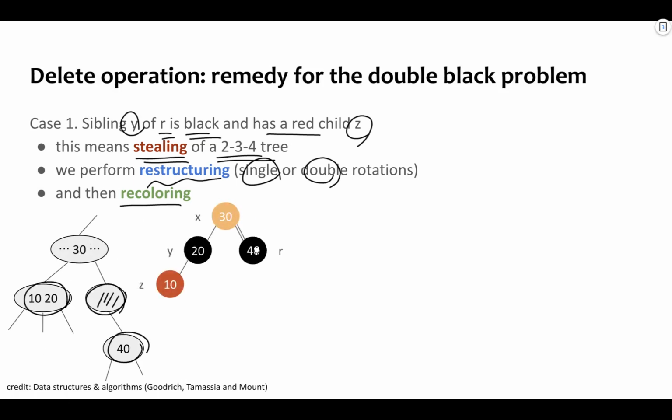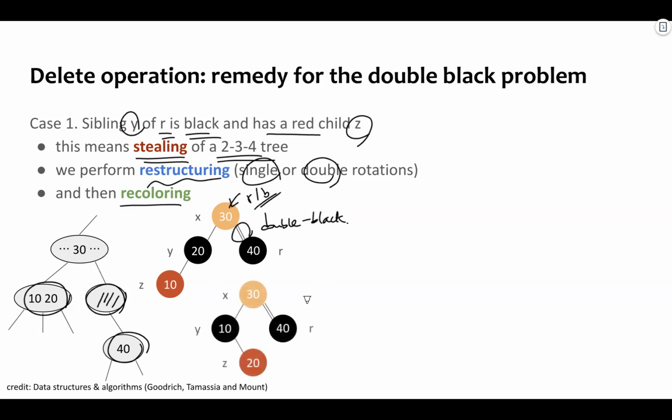And this corresponds to this situation. These two connections mean fictitious double black, and we need to resolve this double black problem. I colored this one as yellow because it doesn't really matter. It could be either red or black. It doesn't matter, okay?